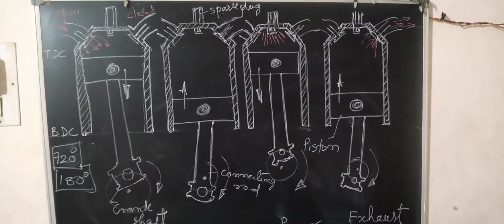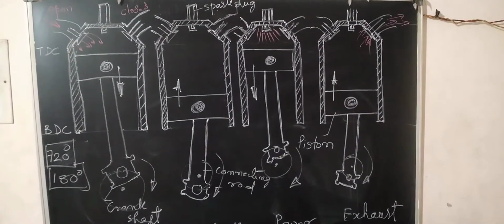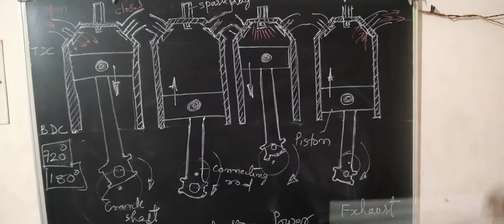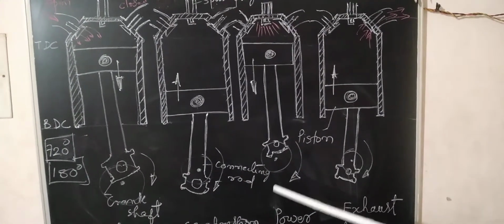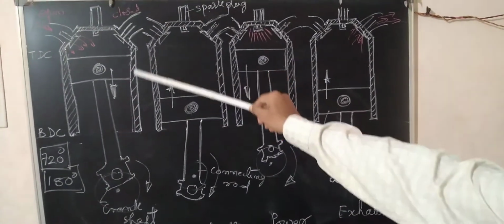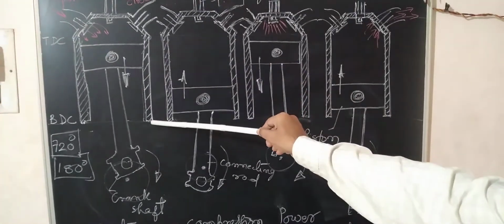That is, the air fuel mixture is sucked into the combustion chamber, the air fuel mixture is compressed, power is produced by the air fuel mixture, and the burned gases are exhausted. All these things happen when the piston is reciprocating from TDC to BDC. The top portion is top dead center and this is the bottom dead center.